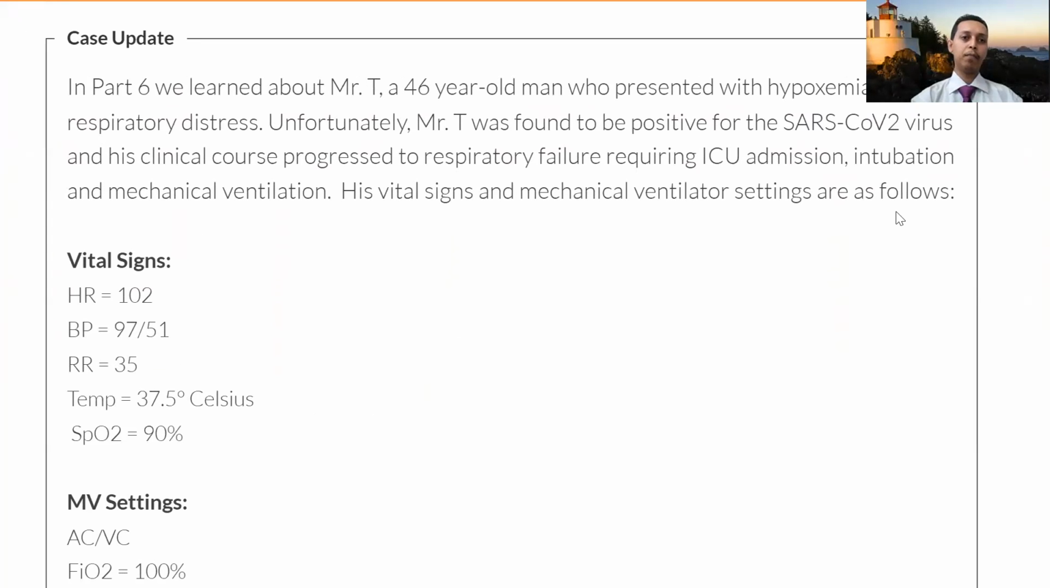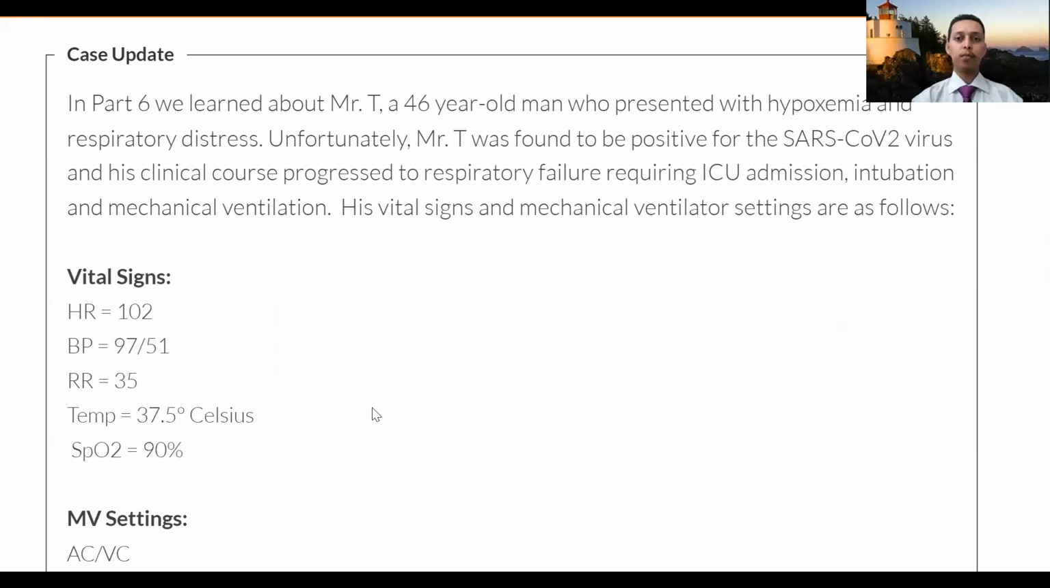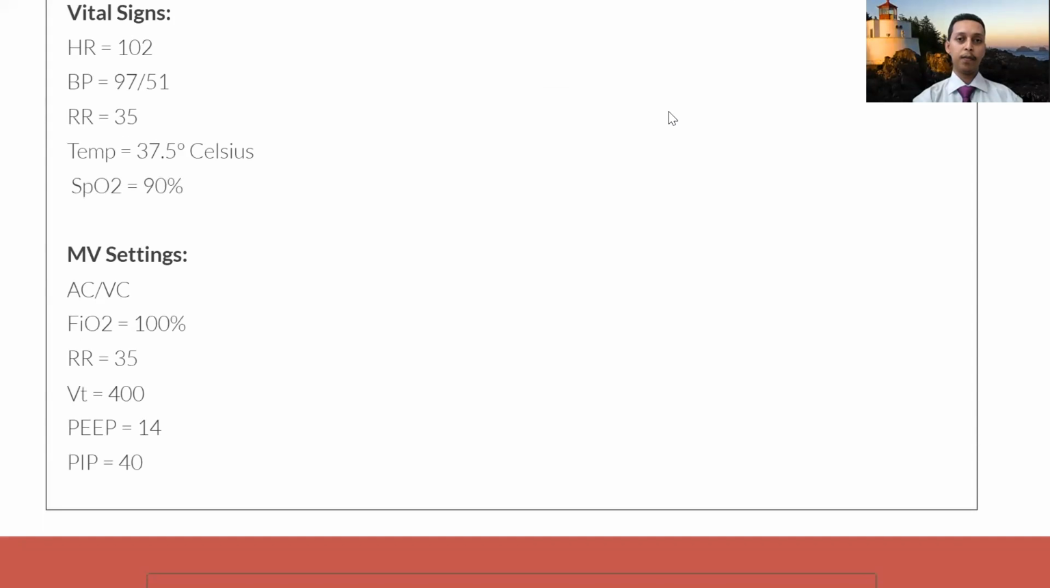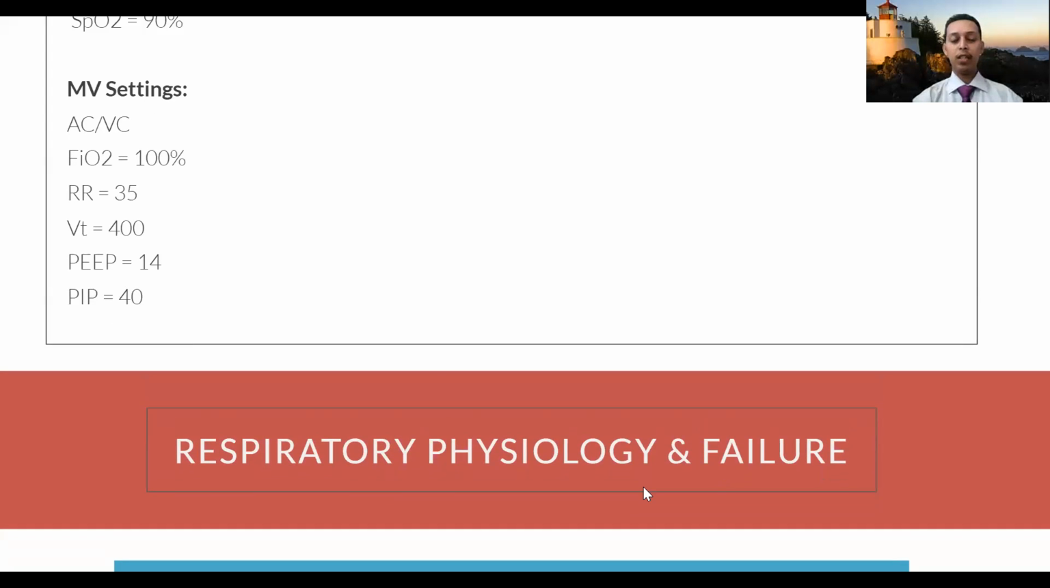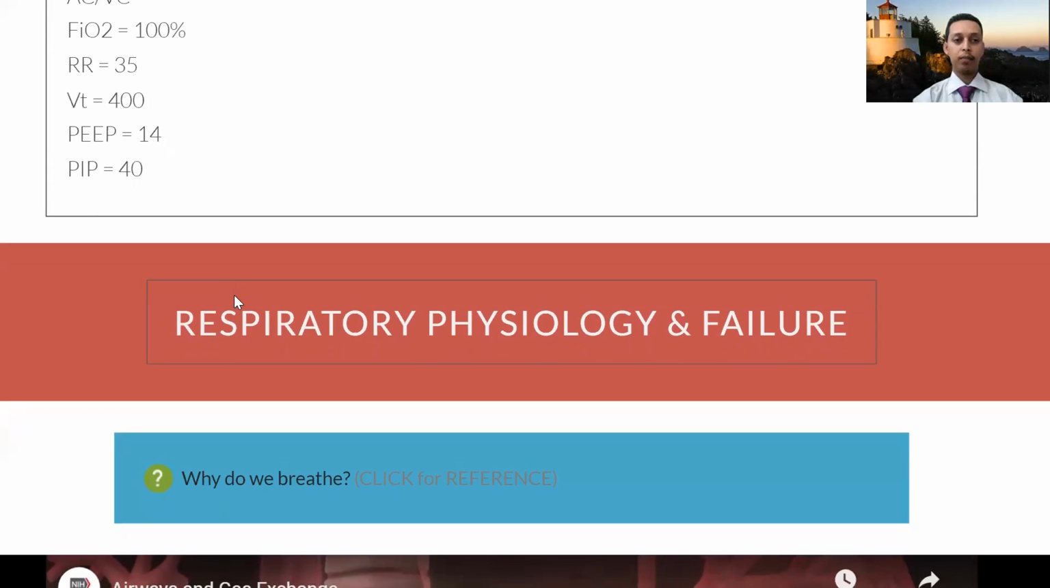As you might remember, in part 6 we learned about Mr. T, a 46 year old man who presented with hypoxemia and respiratory distress. Unfortunately, Mr. T was found to be positive for SARS-CoV-2 virus, and his clinical course progressed to respiratory failure requiring ICU admission, intubation, and mechanical ventilation. His vital signs in the mechanical ventilatory setting are as follows: heart rate 102, blood pressure 97/51, respiratory rate 35, temperature 37.5 degrees Celsius. Oxygen saturation 90%, and ventilator setting AC mode, volume control ventilation, FiO2 100%, respiratory rate 35, tidal volume 400, PEEP set at 14, and peak inspiratory pressure 14.